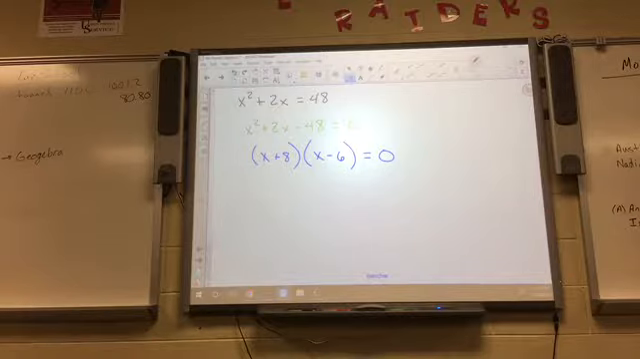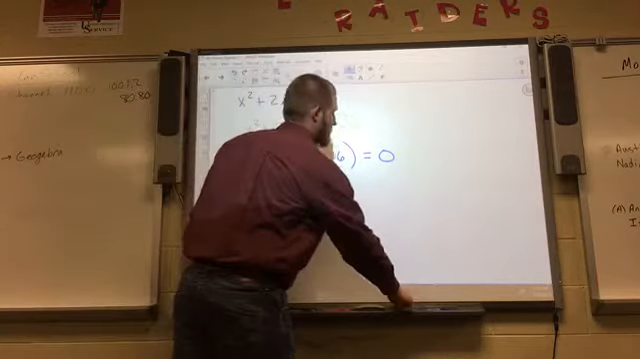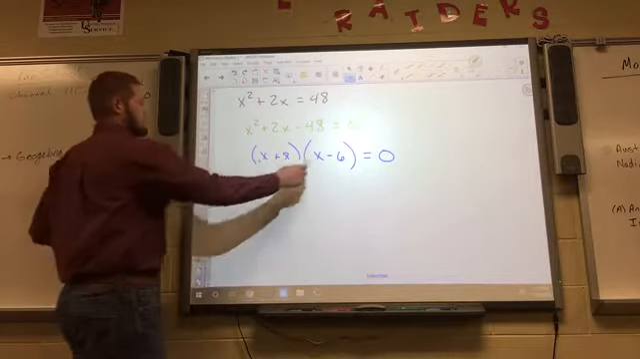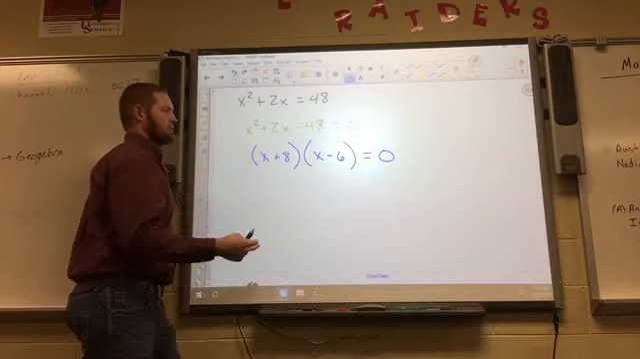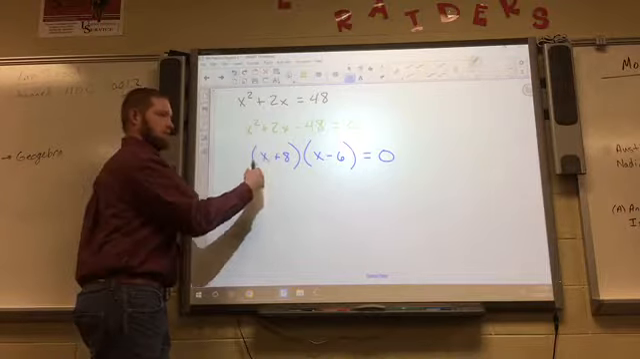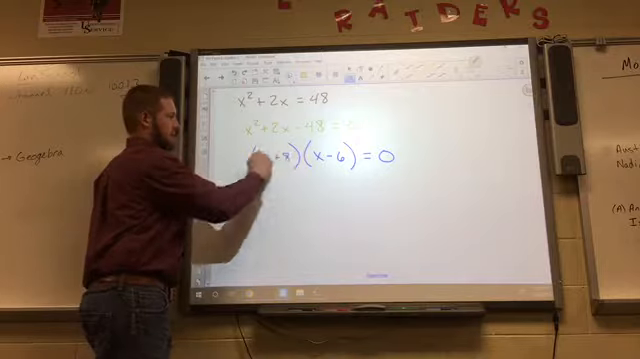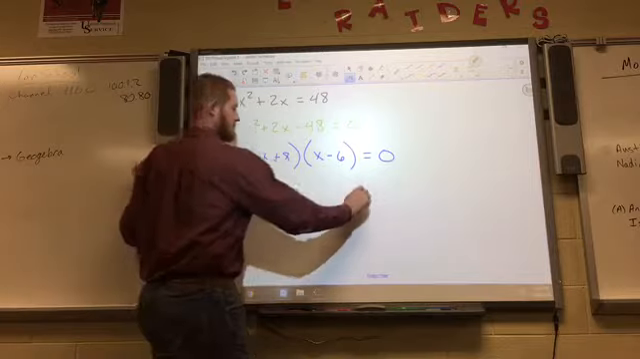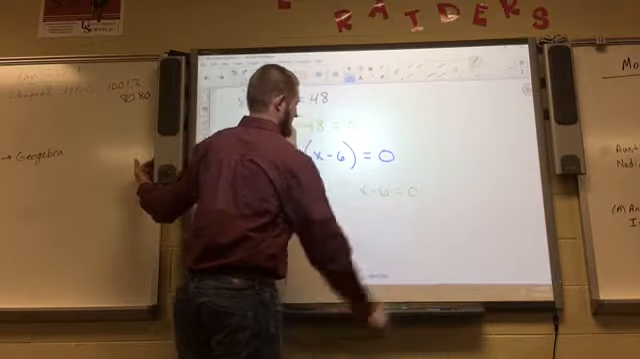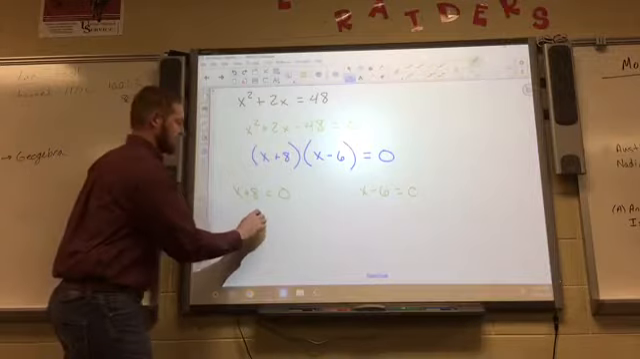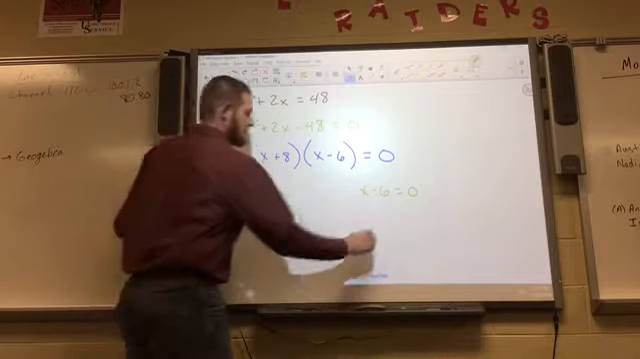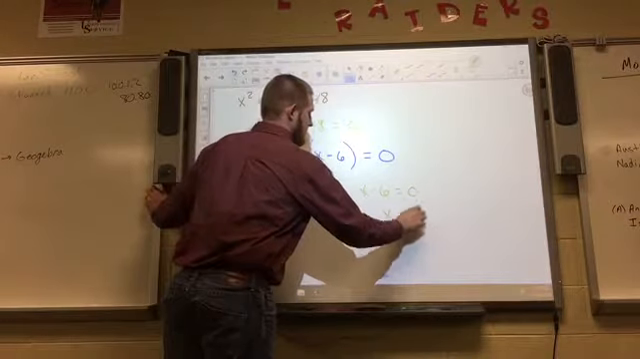Okay? So, now that I have this, I still have to figure out what my x values are. There's going to be 2. All you need to do, and you got to make sure you know how to do this because they're not always going to be as easy as this one, and we'll do one next that's not, is take each set of parentheses, x plus 8, set it equal to 0, and x minus 6 and set it equal to 0. Now these ones are going to be easy to solve and you'll probably figure out a pattern there. My answers are x equals negative 8 and x equals positive 6.